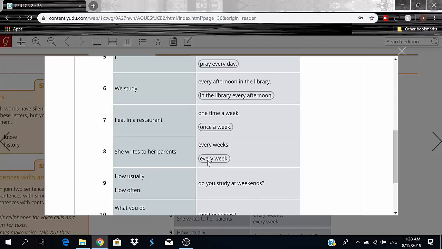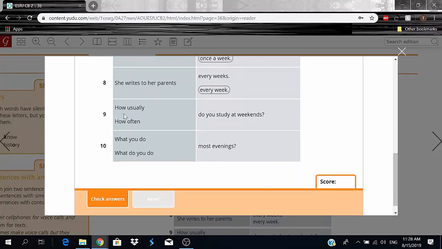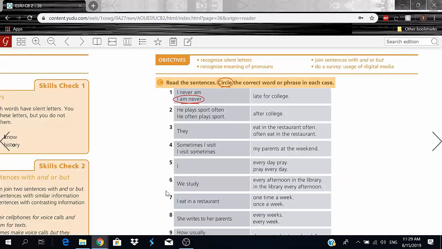Okay, you guys? And then we have number 9. How usually, or how often do you study at weekends? Obviously, it will be how often, because it's a question form of a frequency adverb. Okay, so we're using it as a form of question now. 10. What you do, or what do you do most evenings? And again, what do you do most evenings? Because now we're using do as a main verb. Okay, you guys? Pretty simple stuff. Easy. Now let's move on.